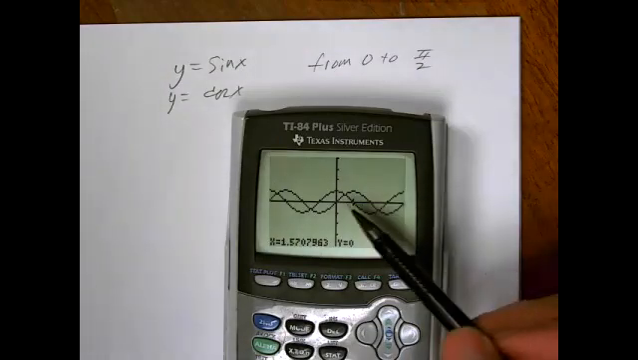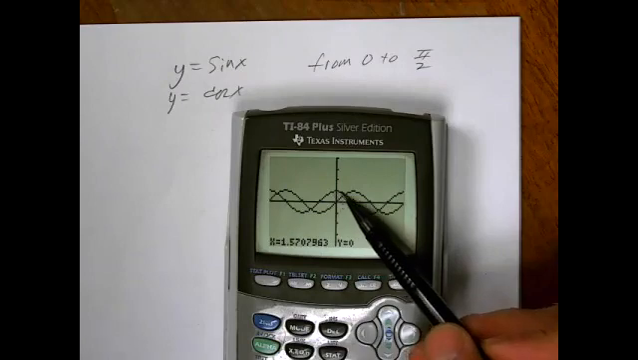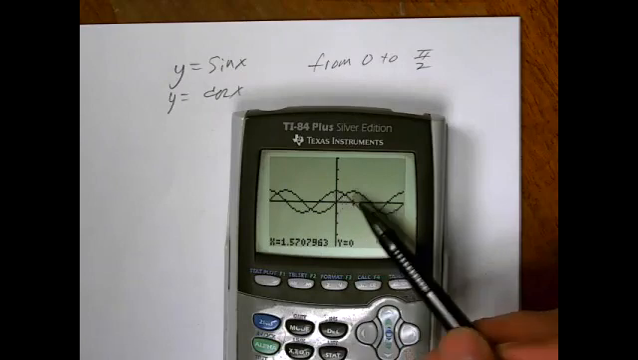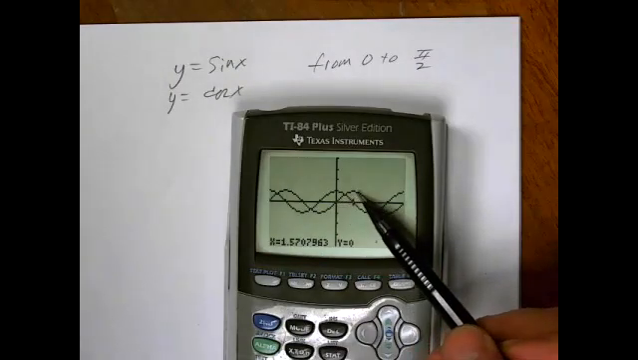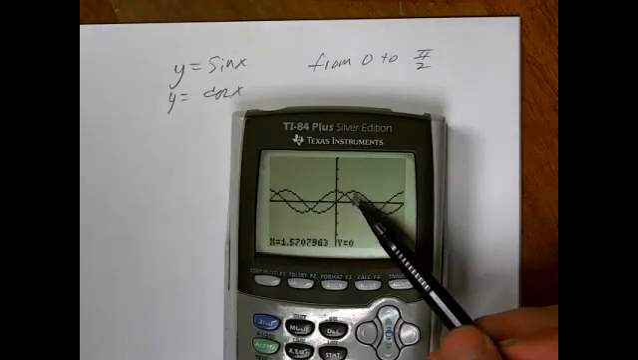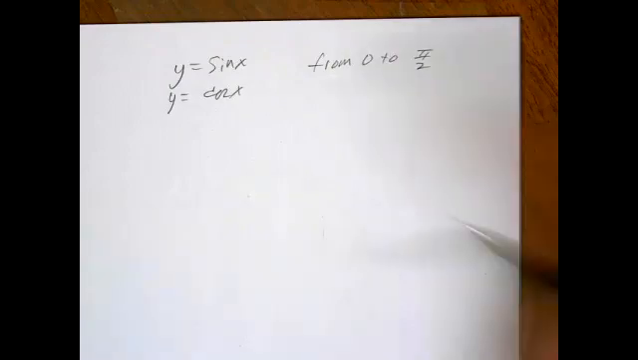So what we should be seeing is that for a little while, cosine is on top, and then they intersect, and from there on, sine is on top. So what you need to gather from this is that the function that's on top doesn't always stay on top. Sometimes they switch places. Now, technically speaking, there are a couple of ways to handle this.